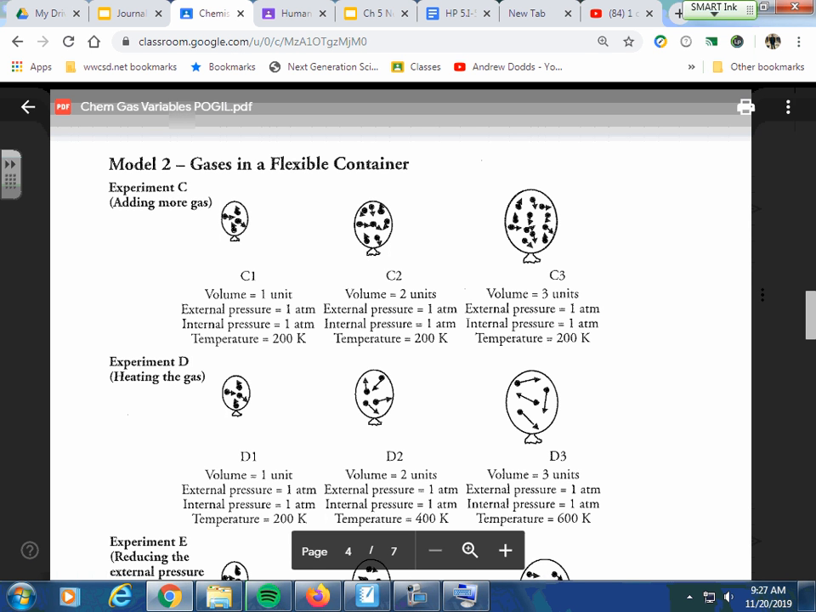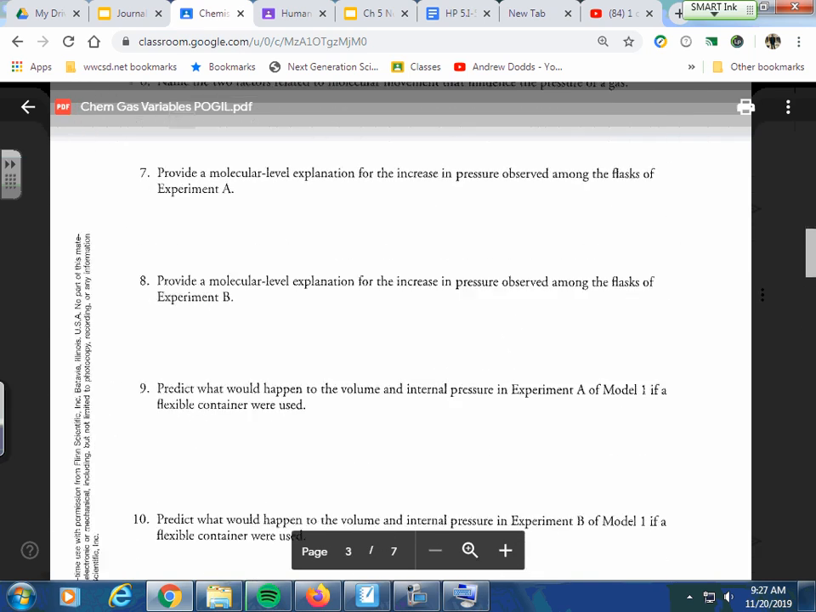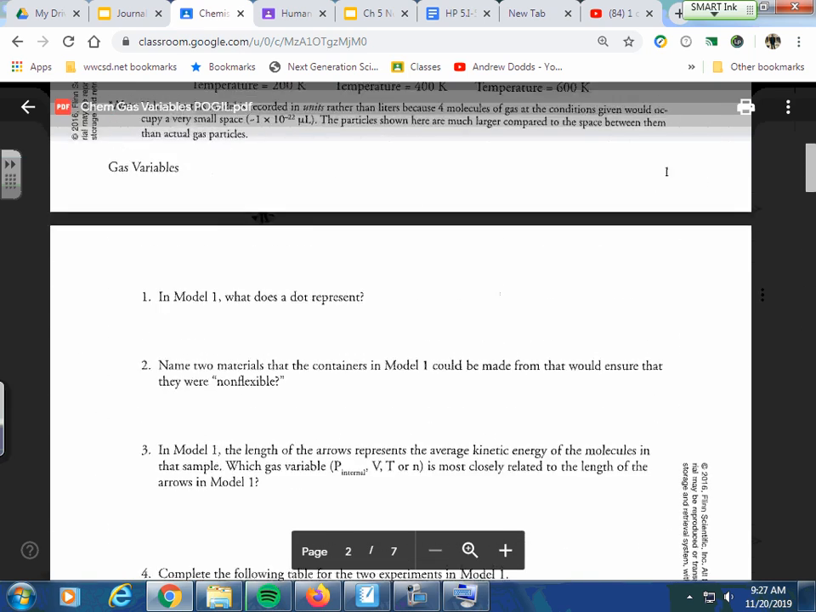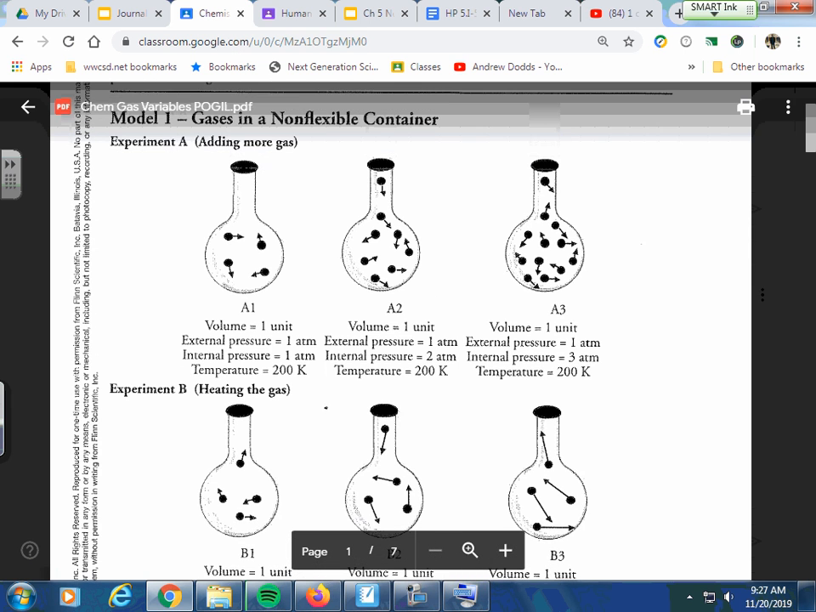So we can't change the volume on a non-flexible container, right? And in model 2 here we're talking about a flexible container. I think it's important to note the two differences. Here are the main ideas. I don't know if you want to make a note on there, but it might be a good note to make.